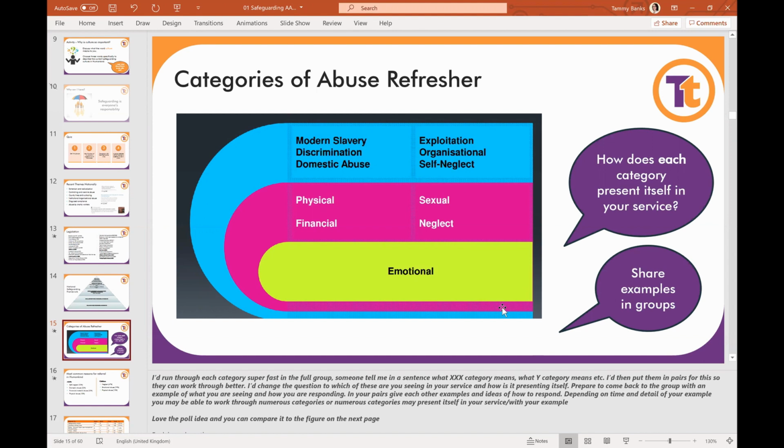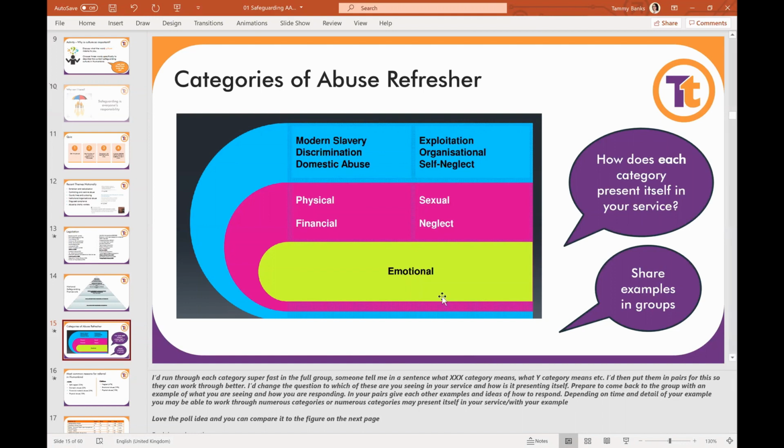Prepare to come back to the group with an example of what you're seeing and how you're responding. In pairs, give each other examples and ideas of how to respond. Depending on time and detail of your example, you may be able to work through numerous categories, or numerous categories may present themselves in your service or with your example.